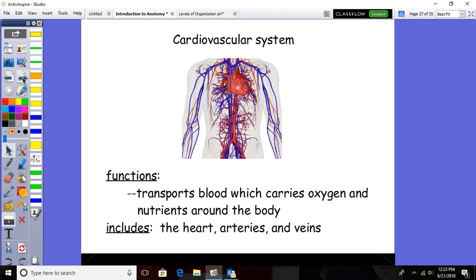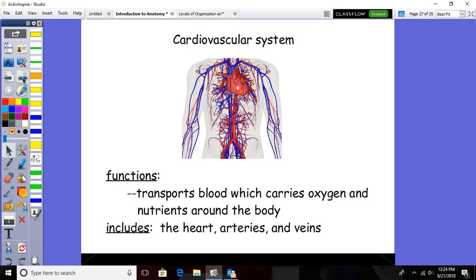All right, next we're looking at cardiovascular. Whenever you hear that word cardio, you think heart, and the term vascular is just referring to the arteries and veins that come off of your heart. The main reason we need a cardiovascular system is to transport blood, because blood carries oxygen and nutrients around our body, okay?